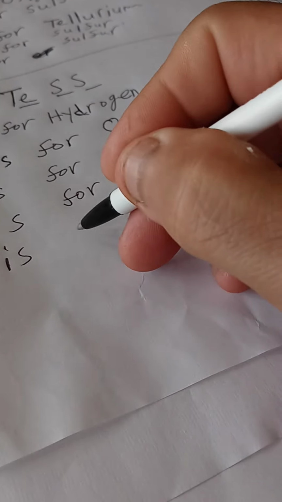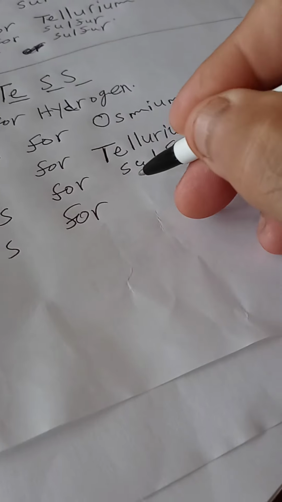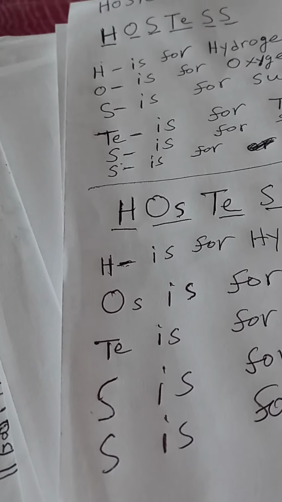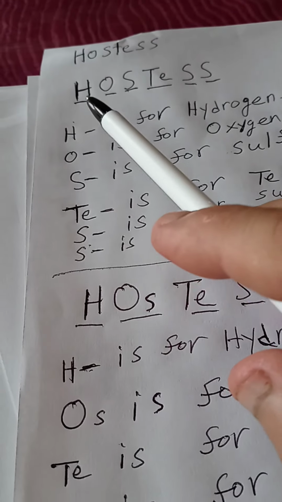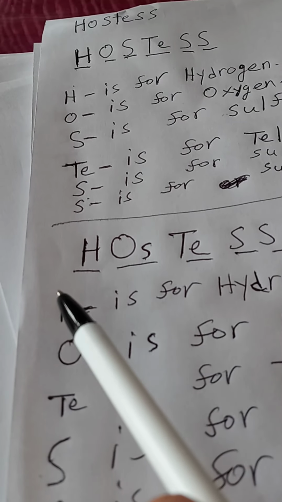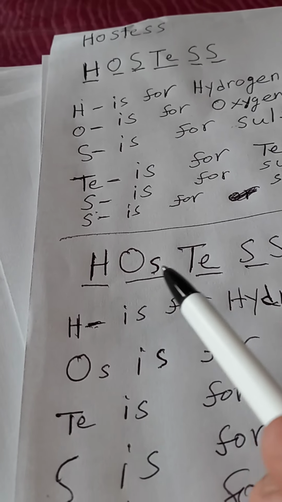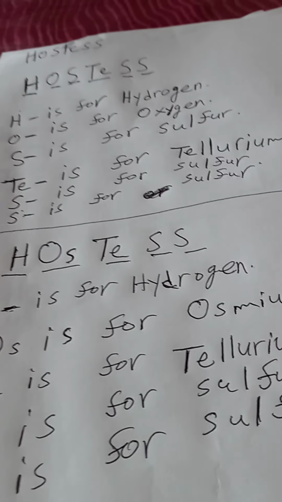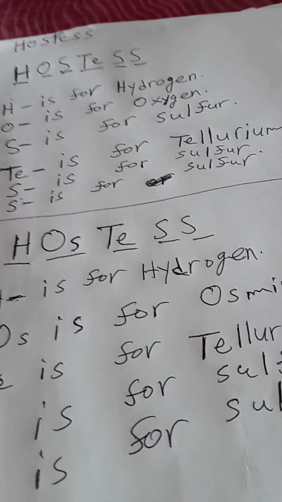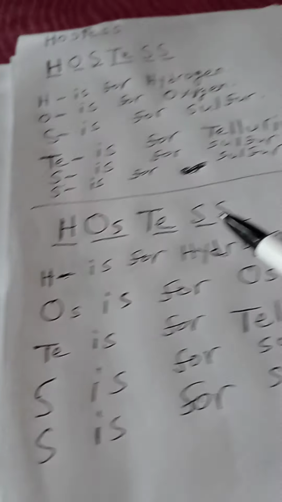Capital S again is for sulfur. But you notice how it changed here? You had capital H and O, a capital O and a capital S. Now here you have a capital H and a capital O and a small s. Okay? Tellurium, sulfur and sulfur stay the same.